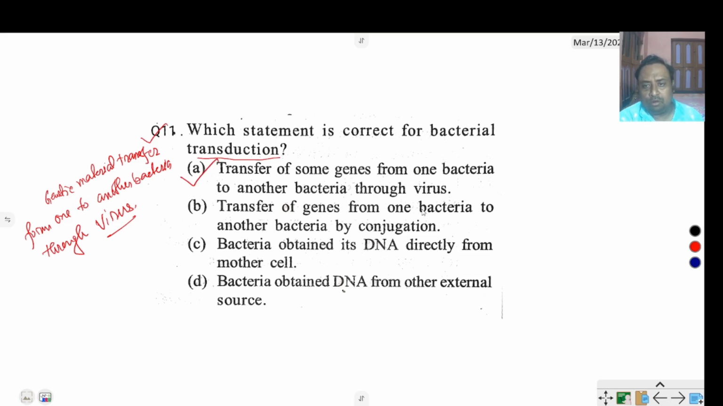Transfer of gene from one bacteria to another bacteria by conjugation tube. This is not transduction, but this is conjugation. Bacteria obtain its DNA directly from mother cell. Bacteria obtain DNA from other external sources, not. Both are wrong answer.